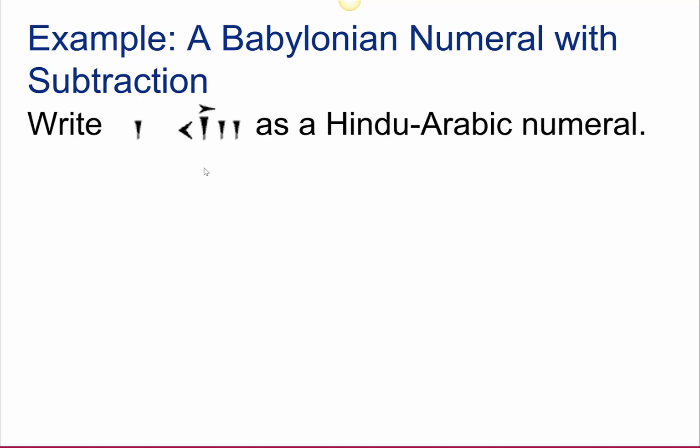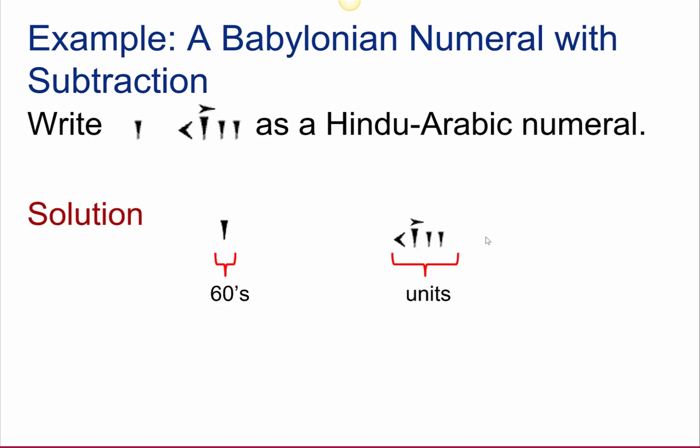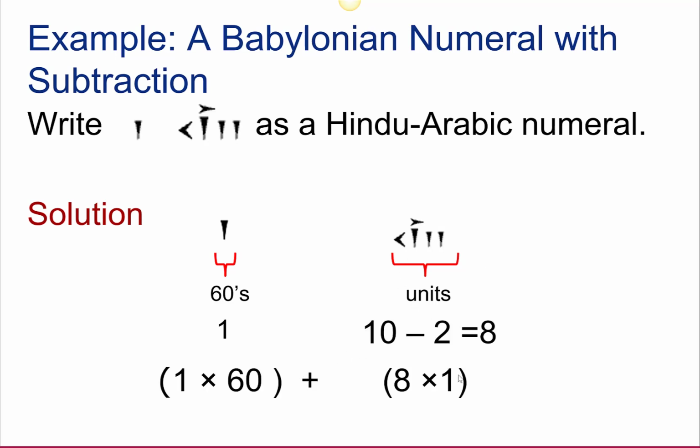Now let's go the other way. Let's write this as a Hindu-Arabic numeral. 2 positions. This is worth 60, and this is the units. And notice we have a subtraction here. So this is 1, so that's going to be 1 times 60. This is 10 minus 2, or 8. So 1 times 60 plus 8 times 1 gives us 68.